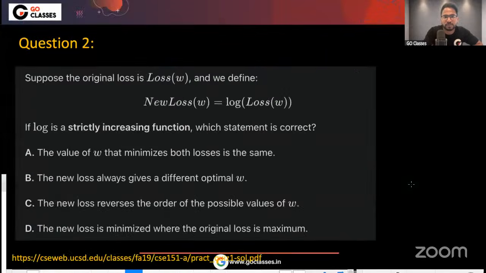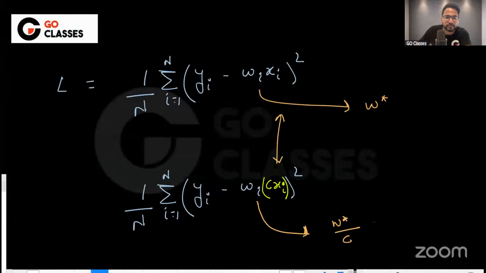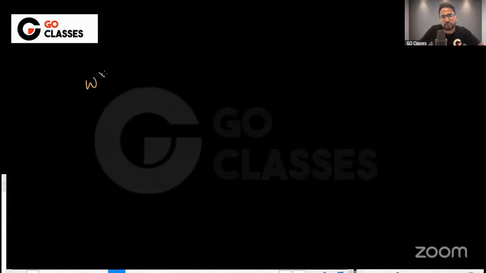This is the question. The answer is A: you will get w star divided by c. Whatever your previous was, w star xi, your new is, let's suppose, w dash times cxi. From here you can find that we want these to be the same.